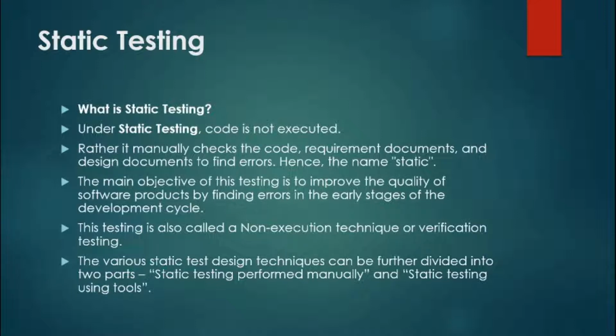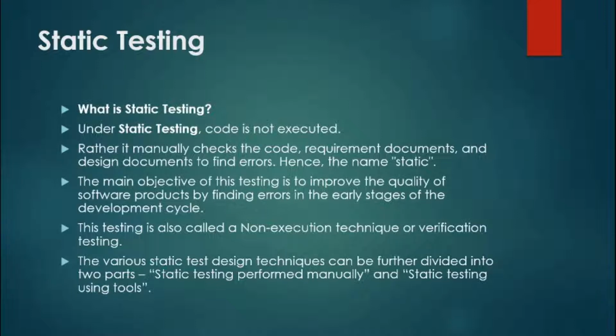What happens in static testing is that we don't execute any code, meaning we don't work on any application or software. Rather, we manually check the code, requirement document and design document to find errors. We only check requirement documents and design documents to find errors, hence it is called static. Hence the full name of this testing is static testing. The main objective of this kind of testing is to improve the quality of the software product or application by finding defects in the early stages of the development cycle.